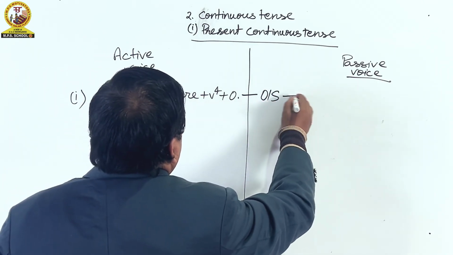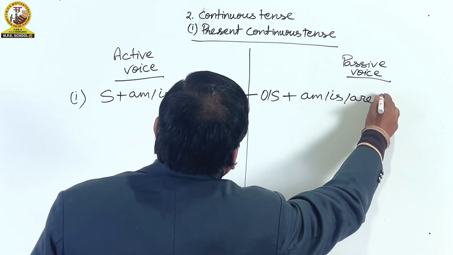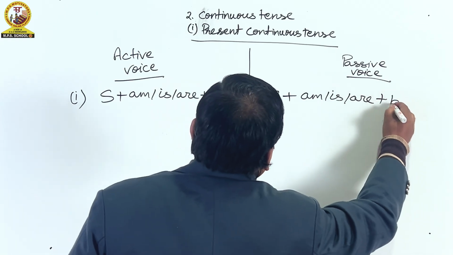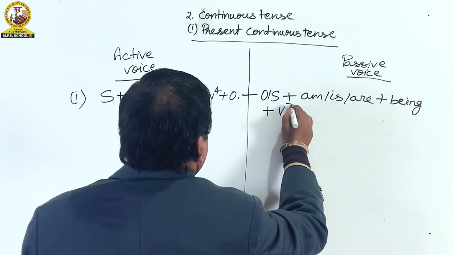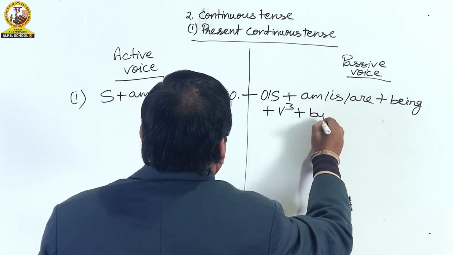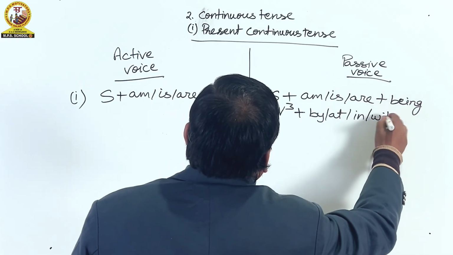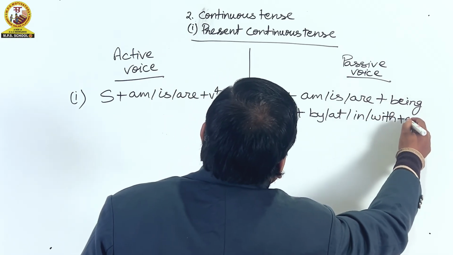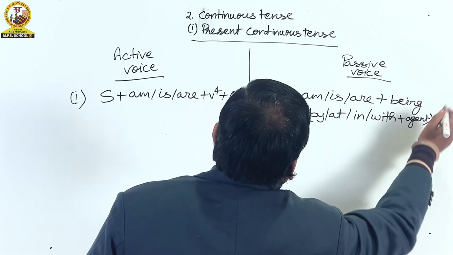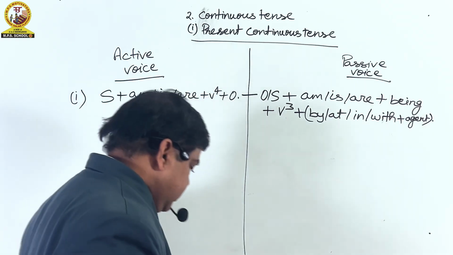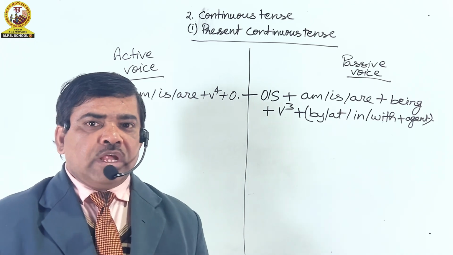Object becomes the subject, plus am/is/are, plus being, plus V3, plus by/at/in/with plus agent, full stop. This is the first structure formula in present continuous tense used to make affirmative sentences.